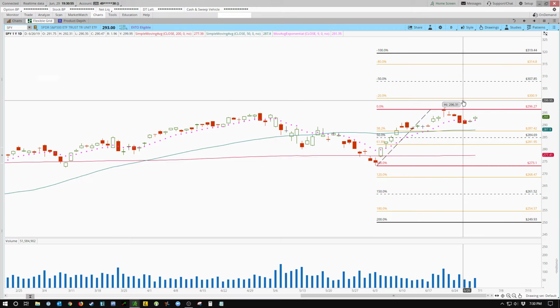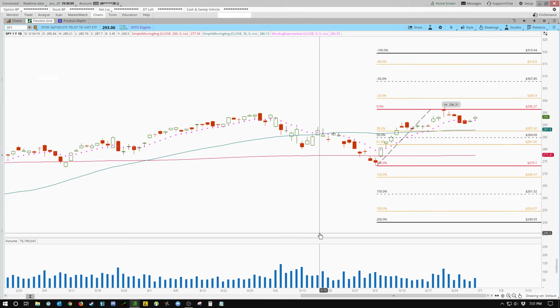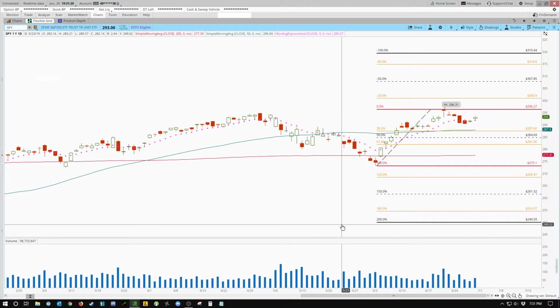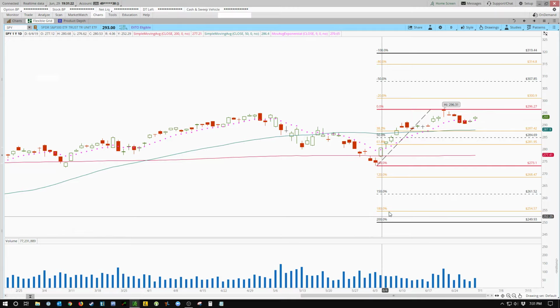So the extensions are not really necessary. That's total personal preference. Some people use extensions in different ways. This is just the way I like to use extensions. I don't put a whole lot of weight or trade ideas into extensions. It just helps me see, okay, if the stock is trading past the fib, where are we in the extended nature of the fib? Are we 20% or 50% above that fib that I drew, right?